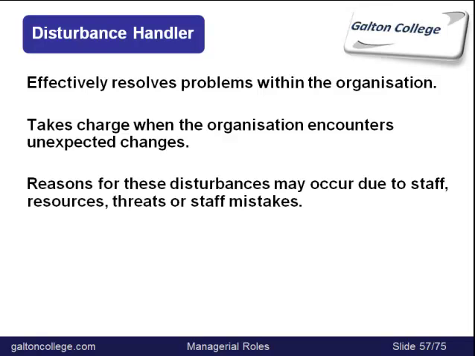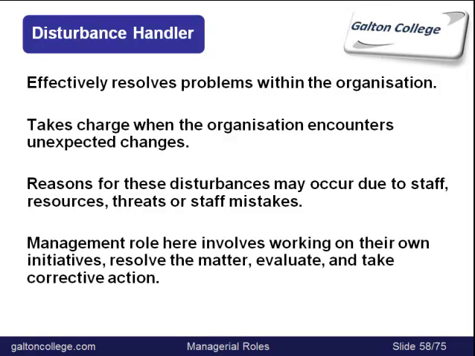Reasons for the disturbance may occur due to staff or resources, or threats, or staff mistakes. Sometimes people make mistakes which can lead to a disturbance. The management role here involves working on their own initiative, resolving the matter, evaluating and taking corrective action. So as far as possible, the manager can deal with it locally, at that point, so the rest of the organization can continue to function normally.